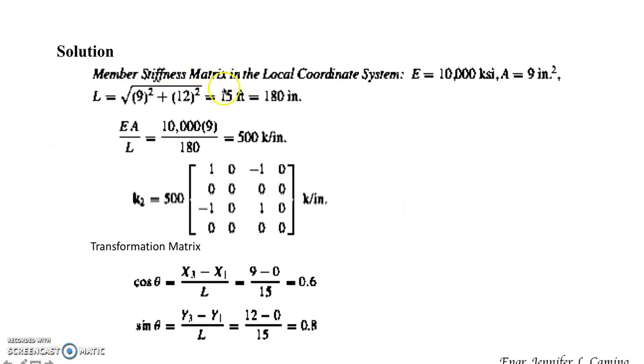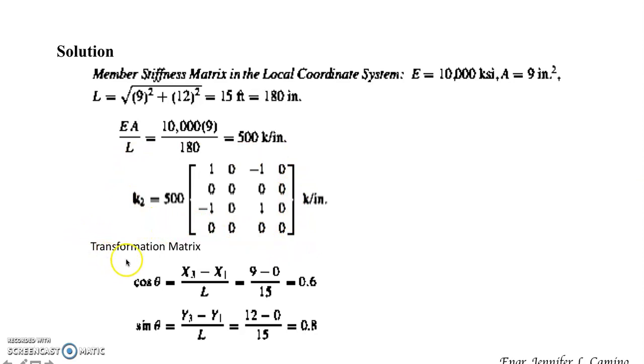Then for our solution, we simply have to get the value of K, our stiffness coefficient in the local coordinate system. So simplify that one. Of course, you get the values of E, A, and L. E is the modulus of elasticity, A is the area, and L is the length of our member. So this is now the equation for the stiffness coefficient for member 2.